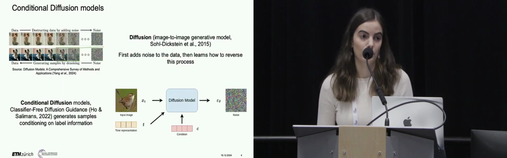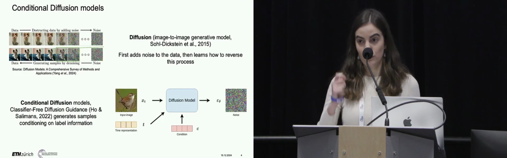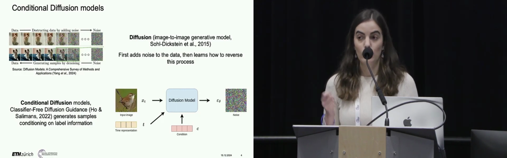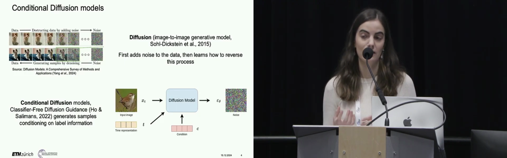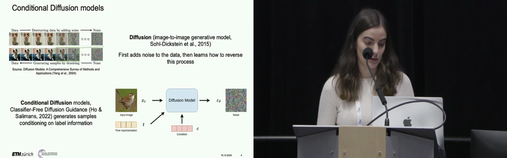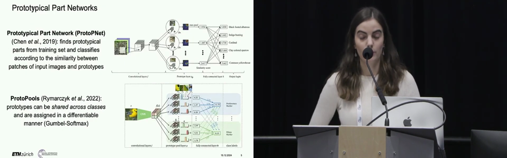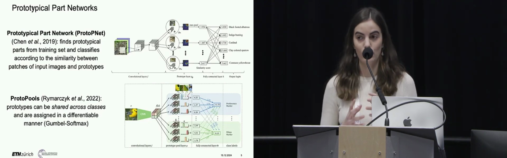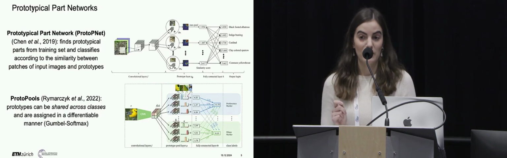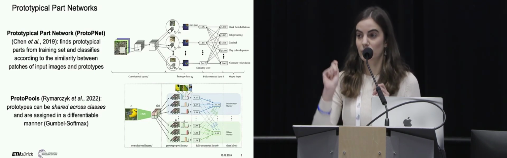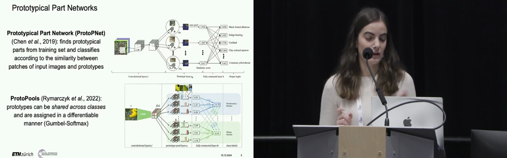So the first method that we're going to be dealing with today is conditional diffusion models. In diffusion, first we noise an input image, and then we learn how to reverse this process. And in conditional diffusion, we do so by also guiding our generations with the label information that we have. The second type of methods that we are going to be working with today are prototypical part networks. In these models, the model is able to first find prototypical parts from the training set and then make the classification according to the similarity between the latent patches of our training images and these prototypes that we are also learning alongside.